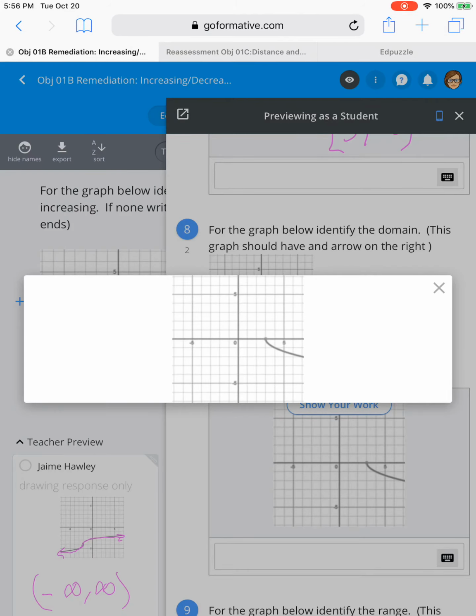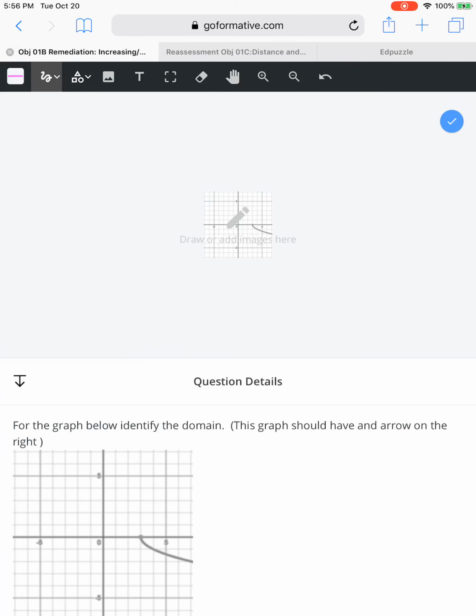Identify the domain. Domain is very similar. My graph starts at -3 and keeps going to the right. So it's going to be from -3 to infinity.